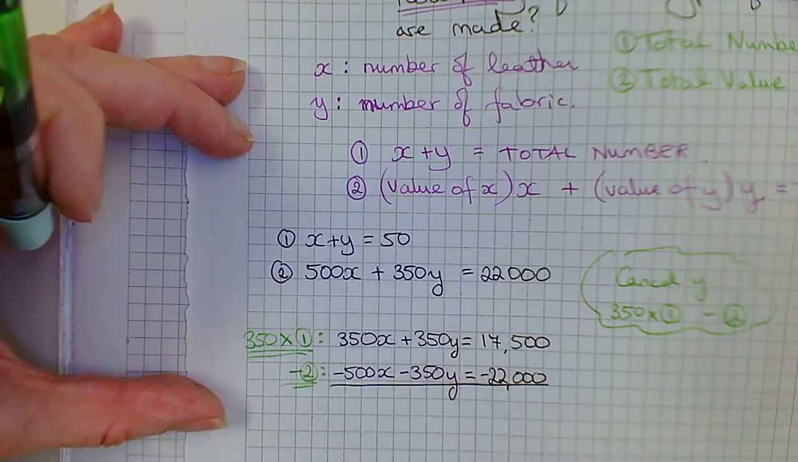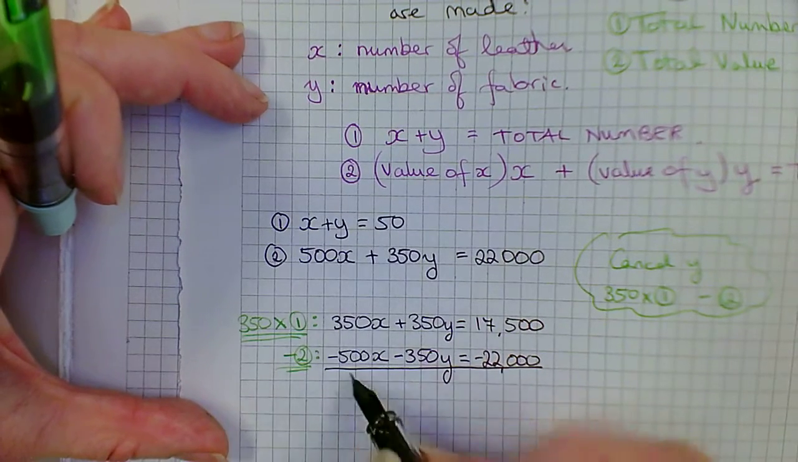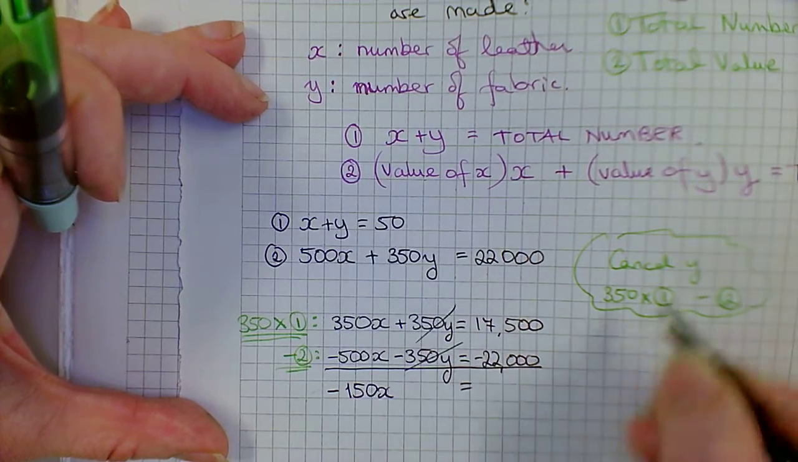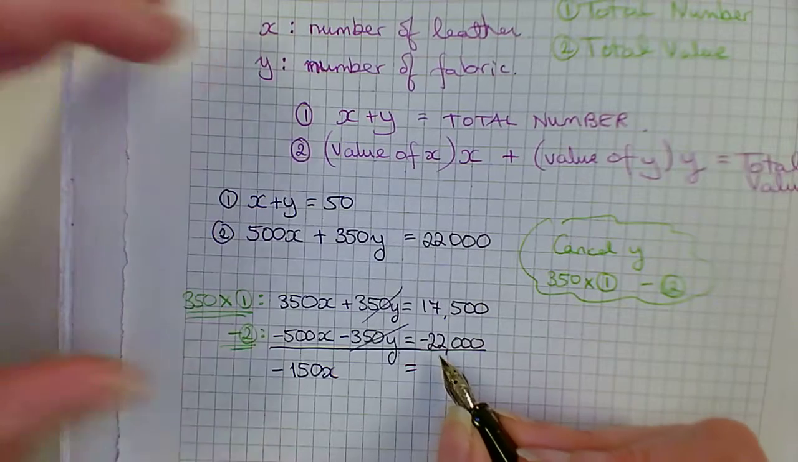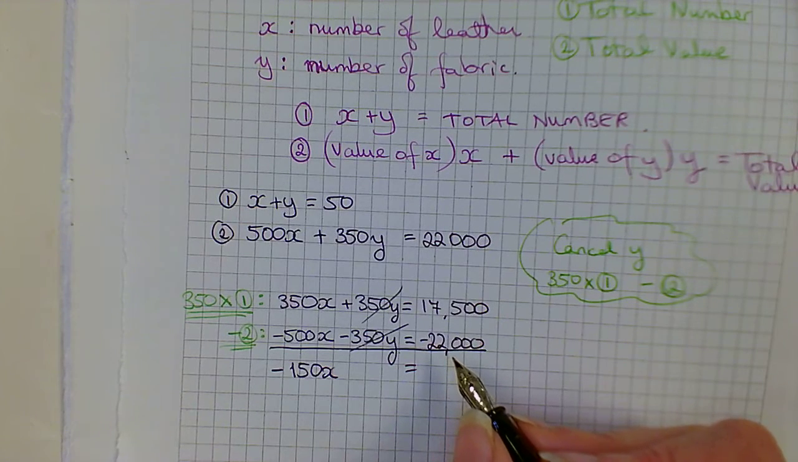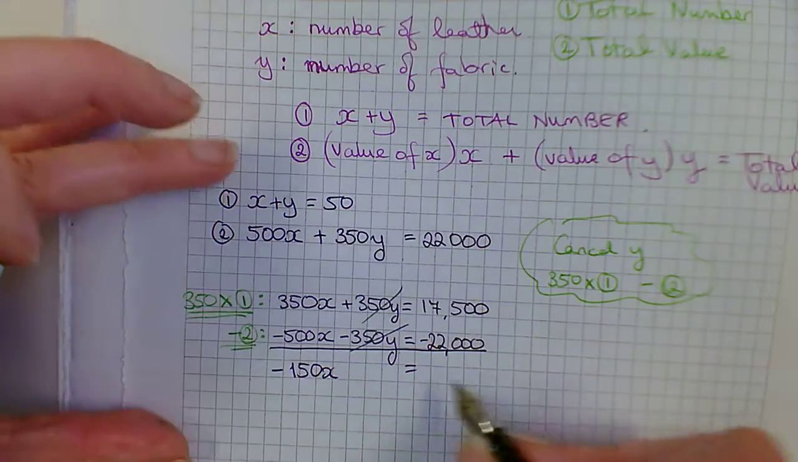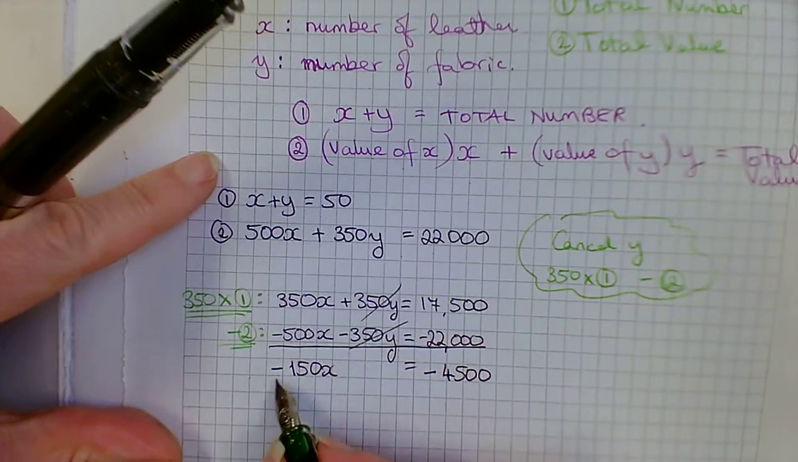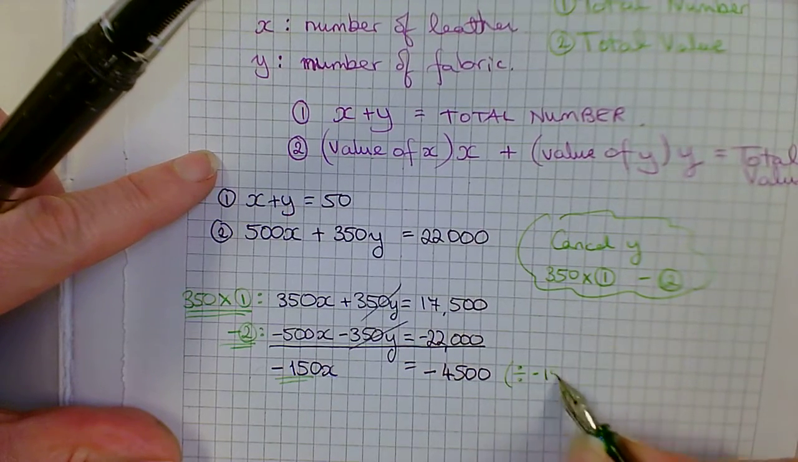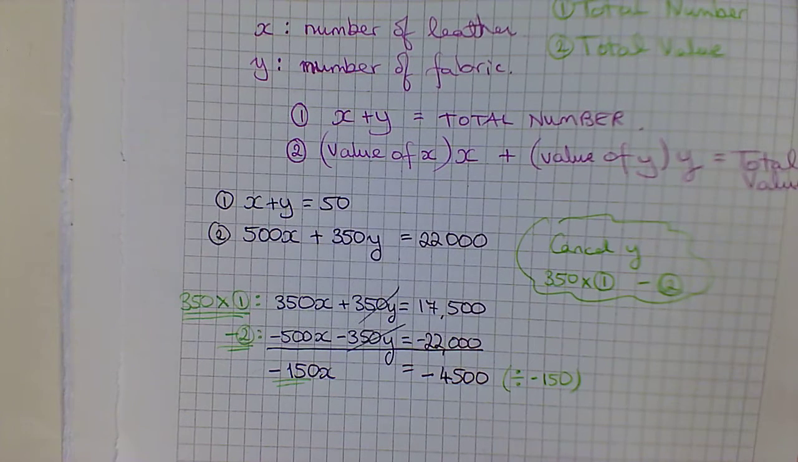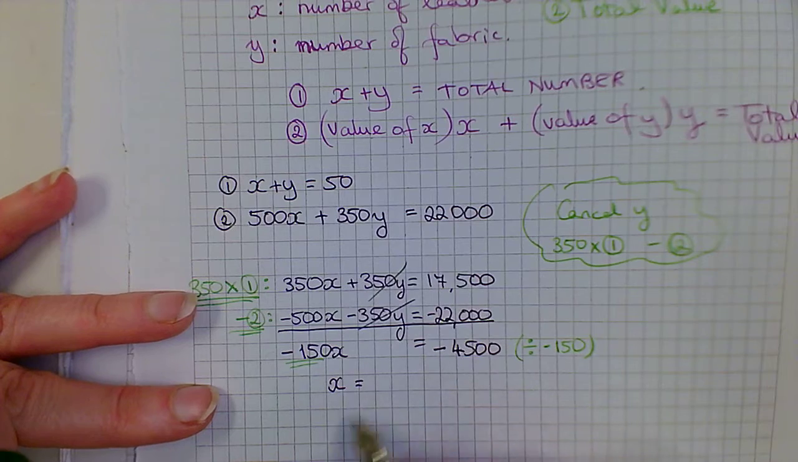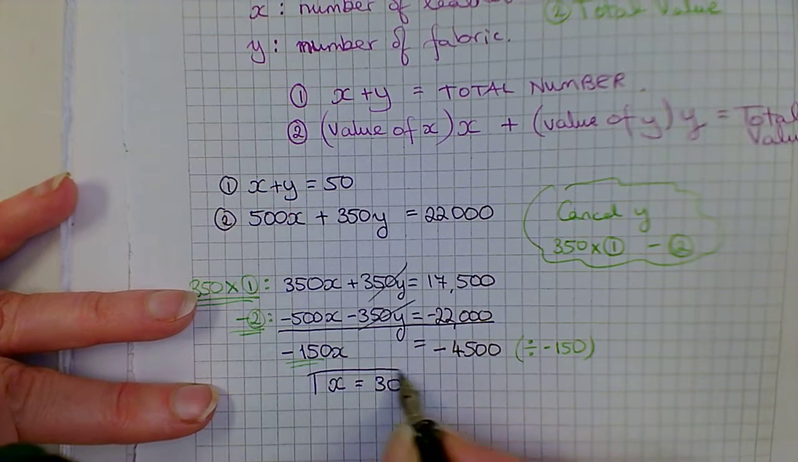You could have decided to change the signs on the top one as well. So 350 take 500 gives me negative 150x. Those guys cancel, which was the plan. We said we were going to cancel y. And 17,500 take away 22,000, I'm doing this in my calculator, I get negative 4,500. And the last step to find x is to divide by its coefficient. So again, I can do that in my calculator. And we know that a minus divided by a minus gives me plus, because we can't have negative number of couches. So if we got a minus answer here, we'd know that we'd gone wrong. 30. So x is equal to 30.